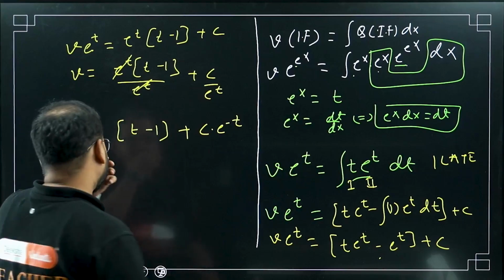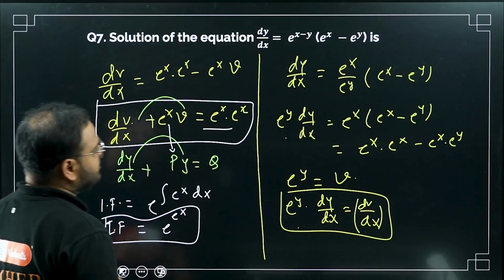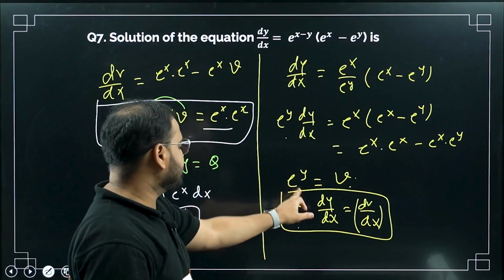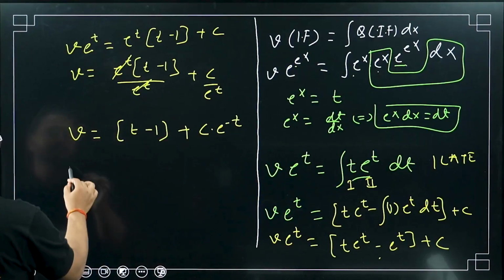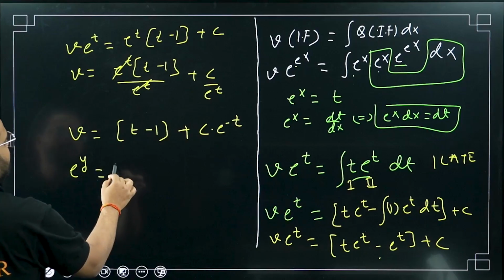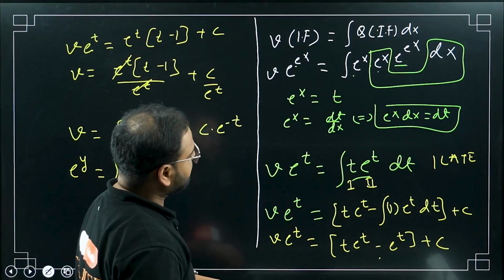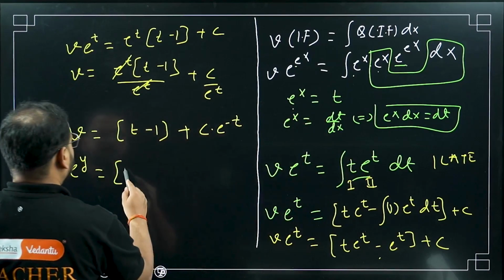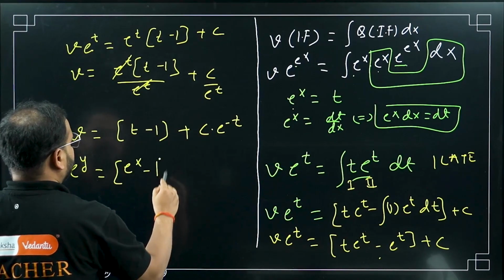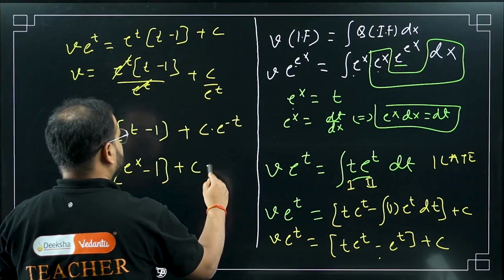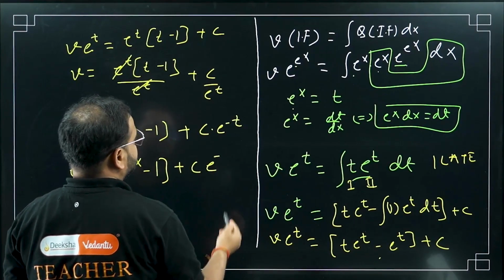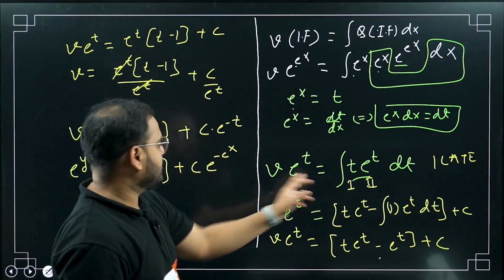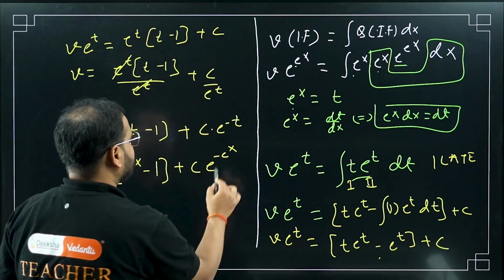Now I'll put the values of all the variables. What is v? Please check here. V is e power y. So e power y. What's t? Please check. T value is e power x. So e power x minus 1 plus c e power of minus t, and t is e power x.